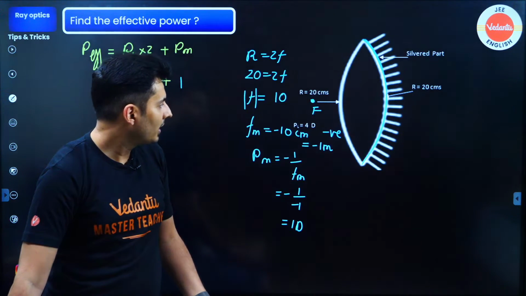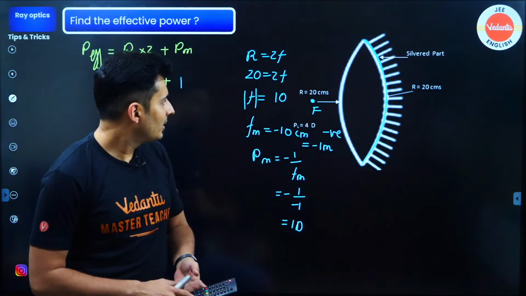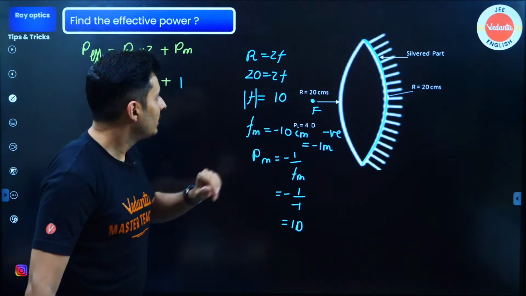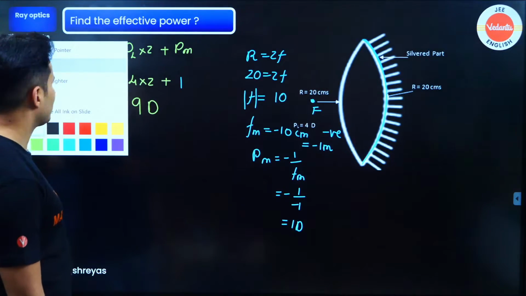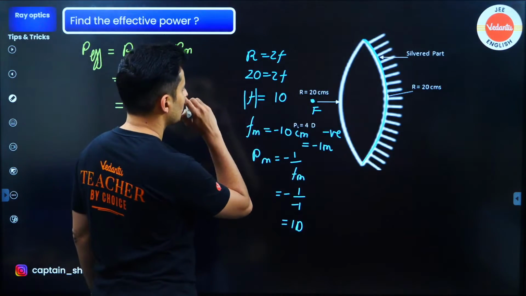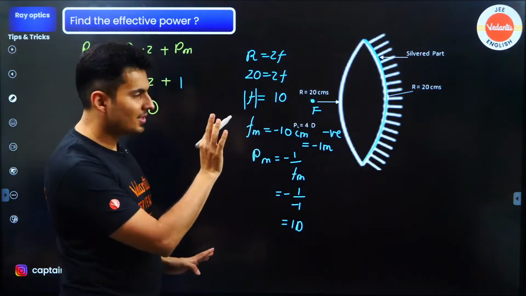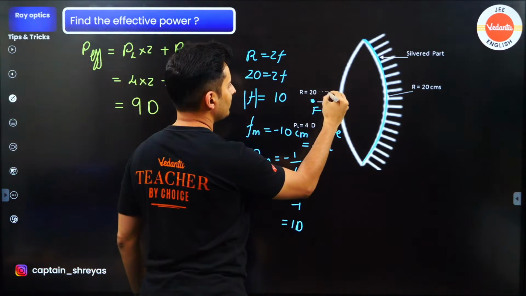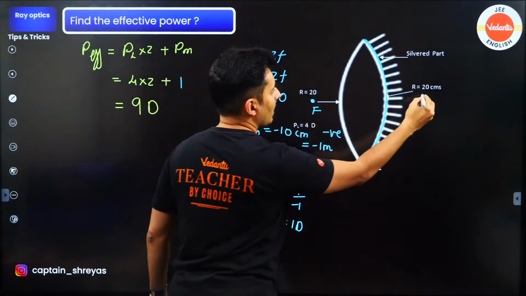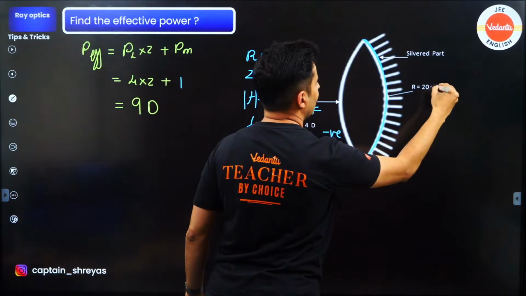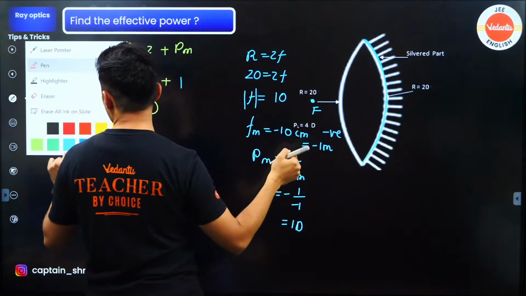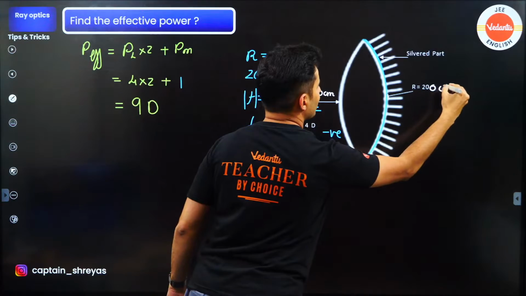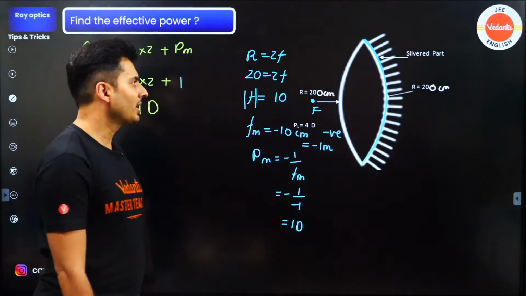So let me just go back. Did I just take it as 1 meter by chance, by mistake? That is wrong. I'm so sorry. Let me just change all this. So over here, I'll change some other data so that our calculations will be fine. Nothing will get affected. Thank you for pointing it out. So let me make this 200 centimeters and let me make this also 200 centimeters. Does that make everything fine now?